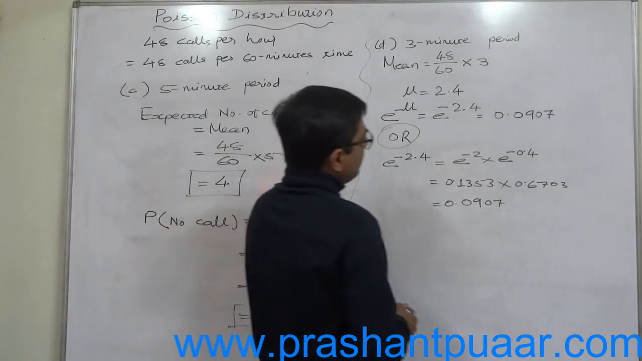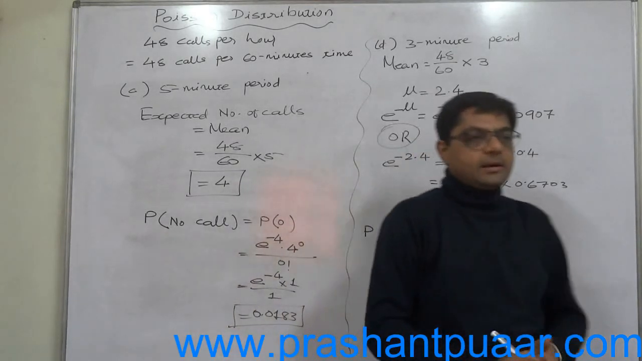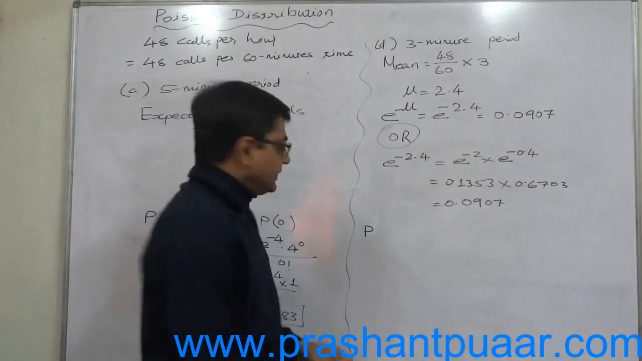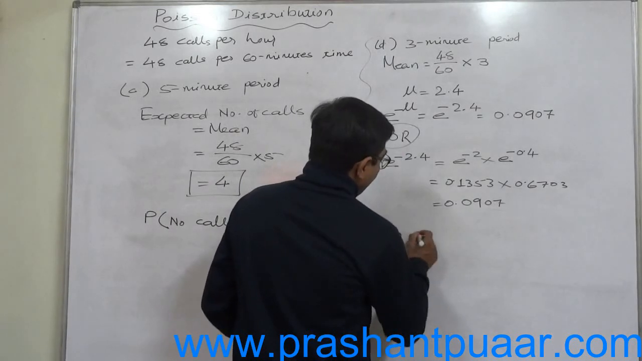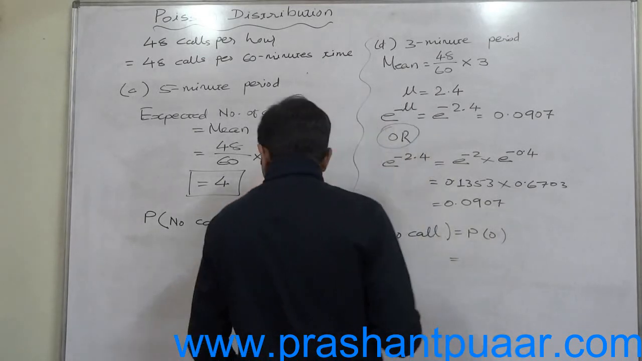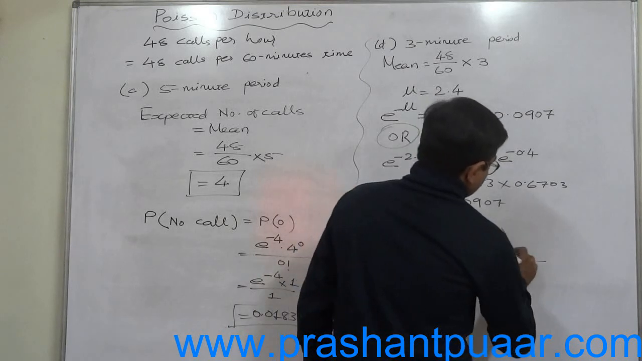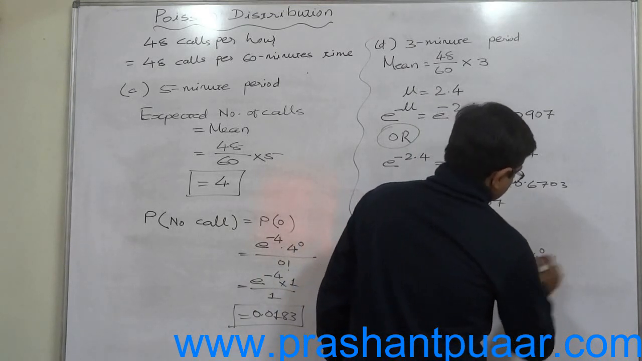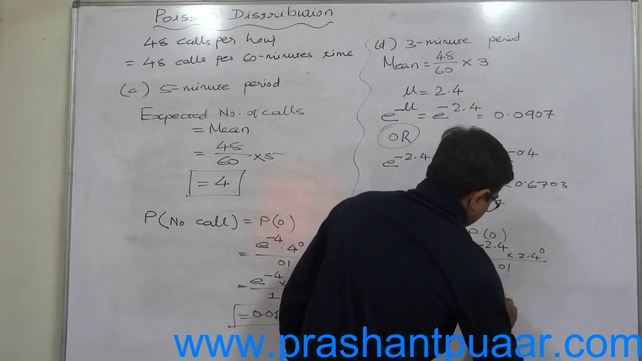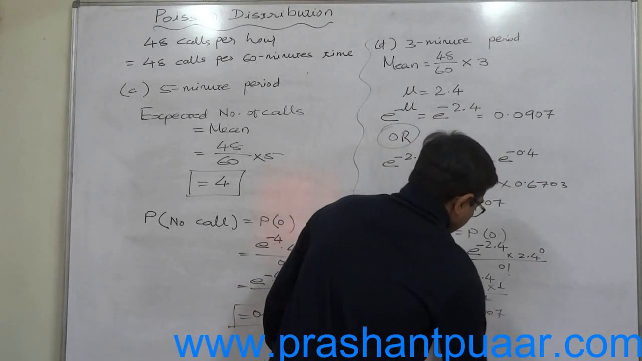Now, 0.0907. Again, probability of no interruption during these 3 minutes means probability of getting no phone call during these 3 minutes. So probability of no call means probability of 0, and we now know very well that ultimately it is e raised to minus mean. So it comes to 0.0907.